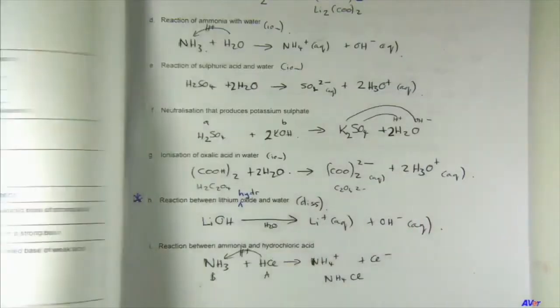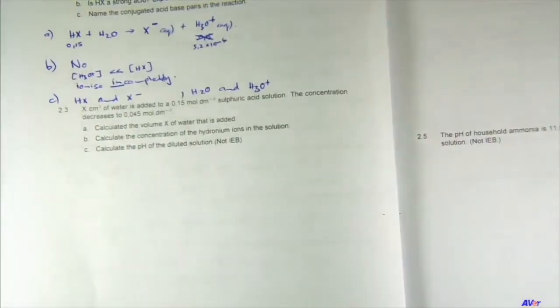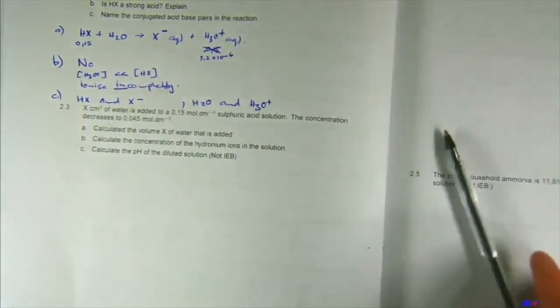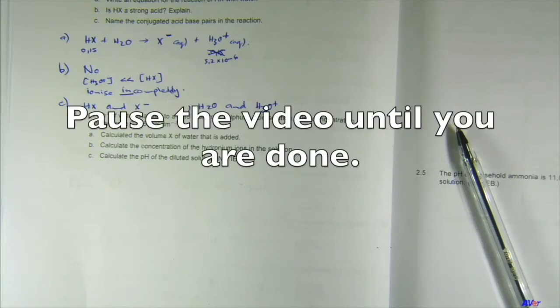Okay, let's see how you fare on that one. On page 24, once again, we're going to do 2.3. Can I quickly have a show of hands? Who's IAB? Okay, you don't do pH calculations. So just leave number C, just do up to number B.